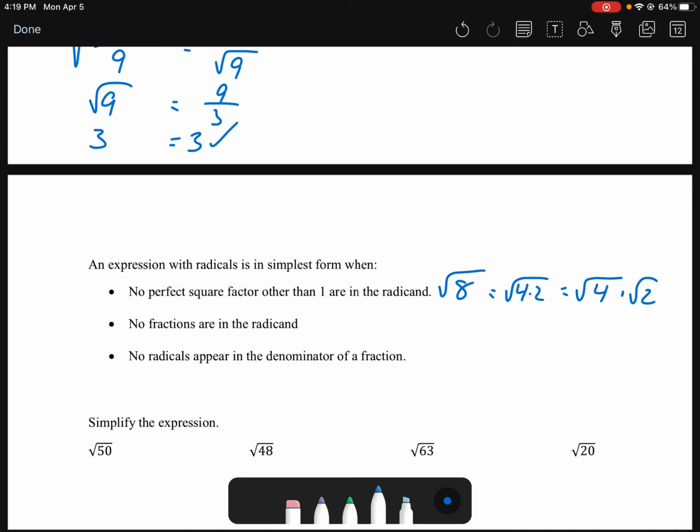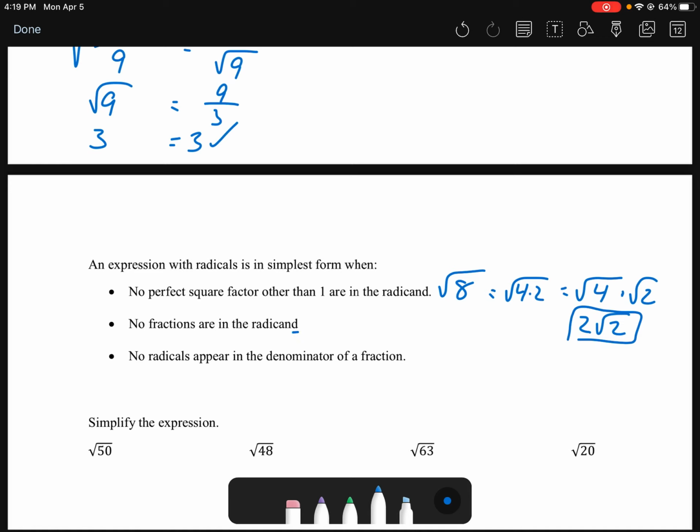Which would be the same thing as the square root of 4 times the square root of 2. Well, I know what the square root of 4 is. That's 2. But I don't know what the square root of 2 is. So I'm leaving that as the square root of 2. Now, looking under my square root, can I factor that down anymore? Are there any numbers I can pull out that are perfect squares? No. 2 is a prime number. It stays as 2 root 2.